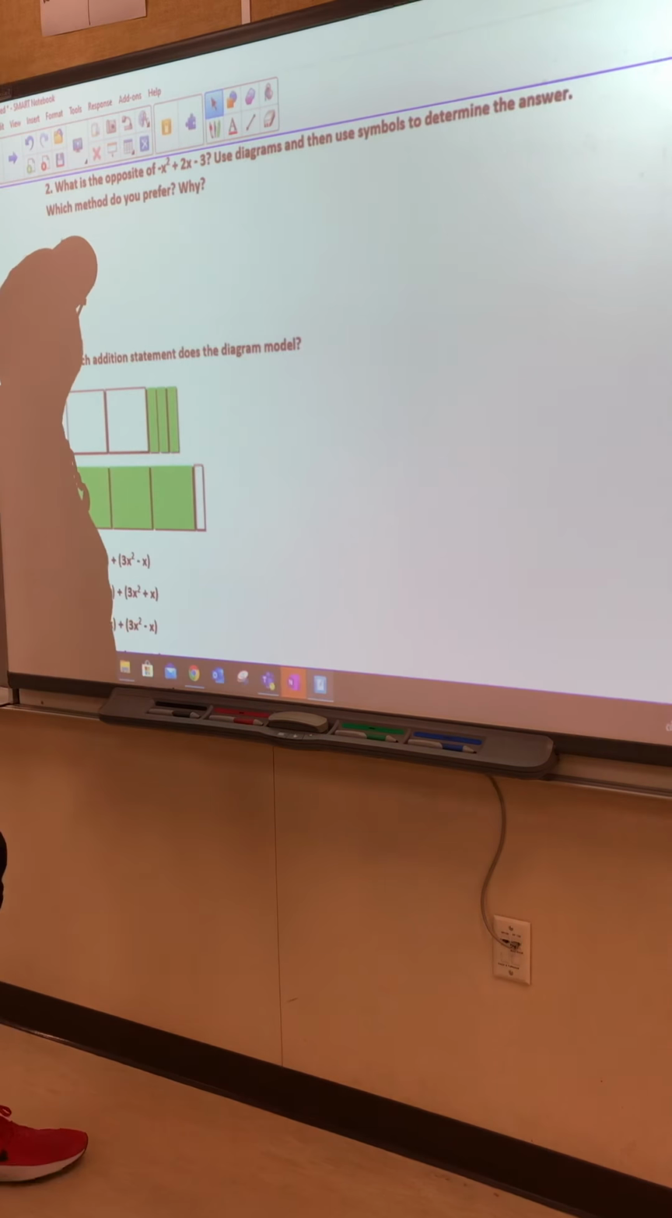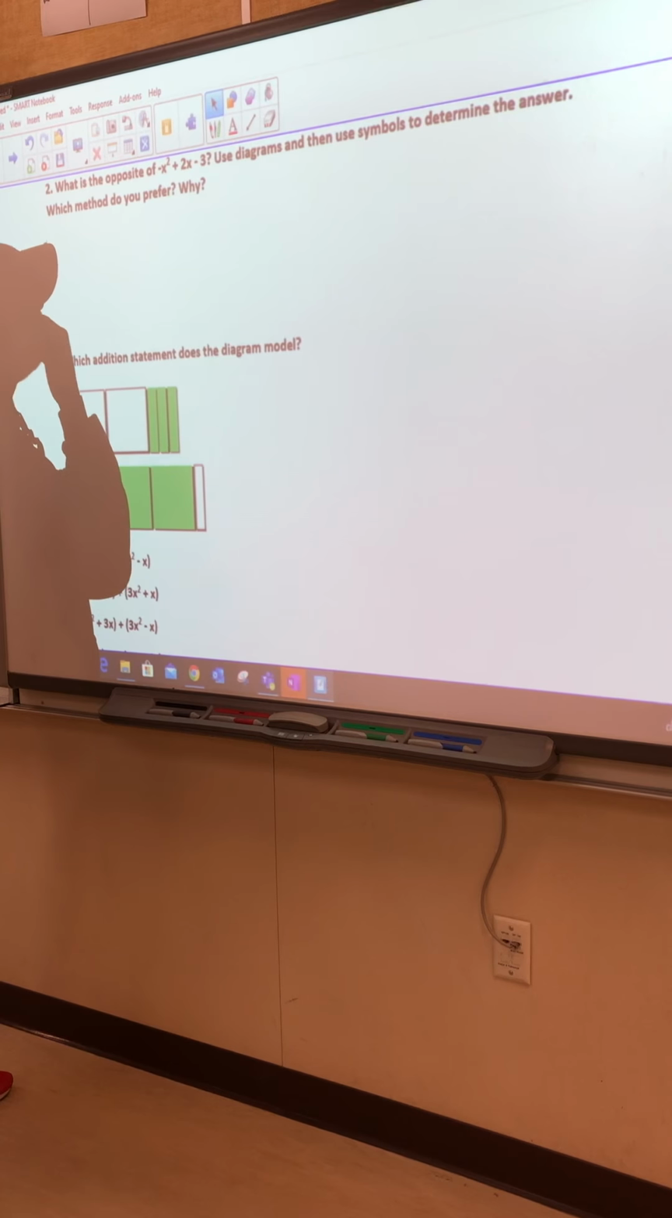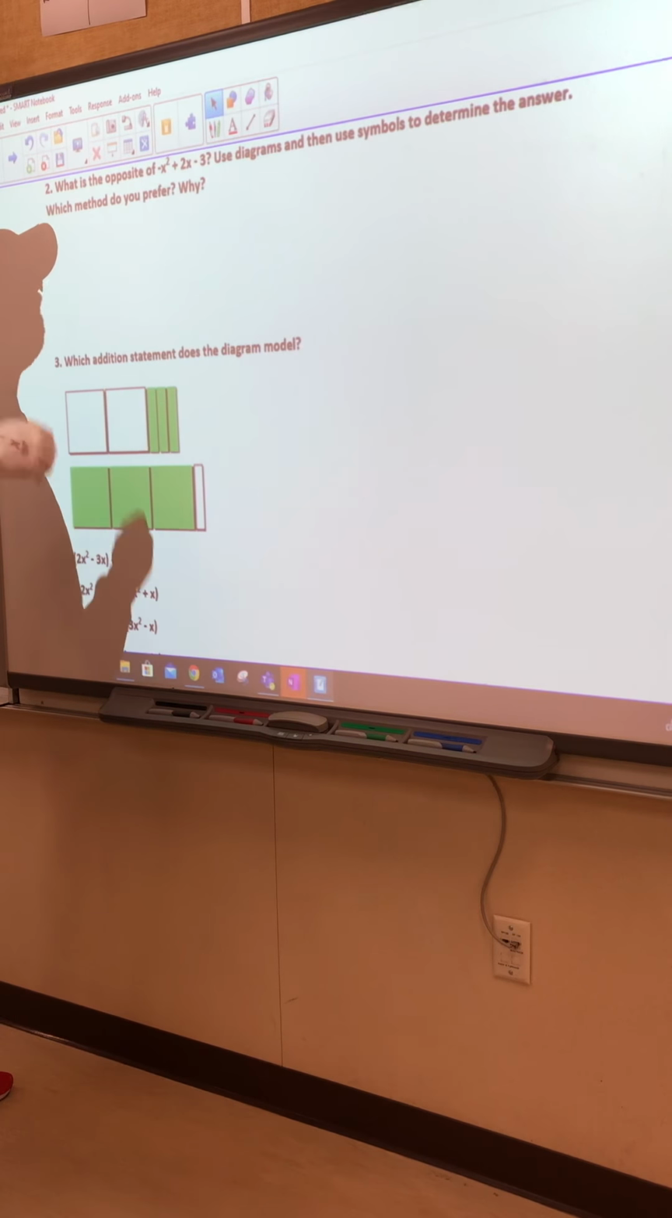What is the opposite of negative x squared plus 2x minus 3? Use diagrams and then use symbols to determine the answer. Which method do you prefer and why? What is the opposite of? Okay. Let's have a look.